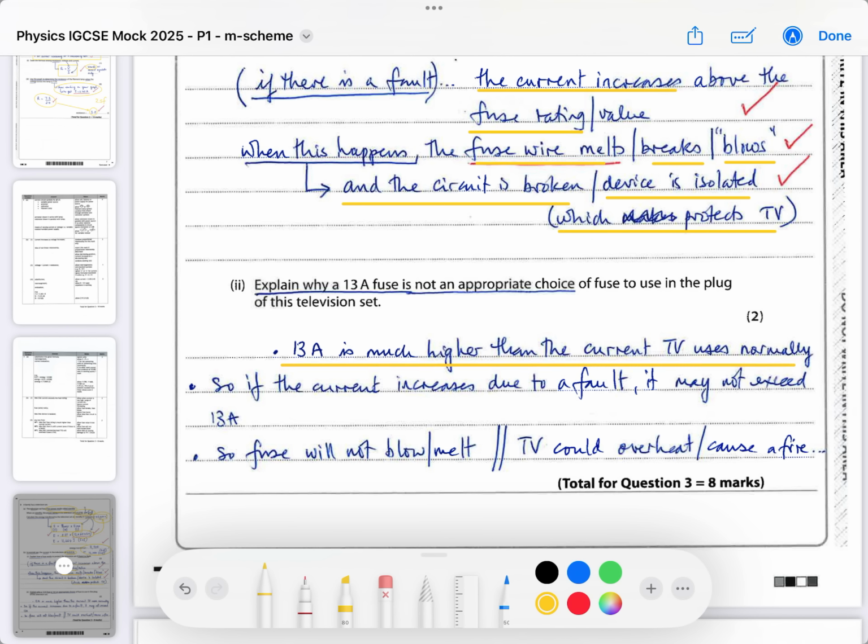So if the current increases due to a fault, it may not exceed 13 amps. If you put a 13 amp fuse in and a fault occurs, the current may increase, but not enough to blow the fuse. So if the fuse doesn't blow or melt, the TV or the cable could overheat, causing a fire. Remember, fire is the main thing you want to prevent. So it is crucial that you know how to put the correct fuse in for the appliance that you're talking about.